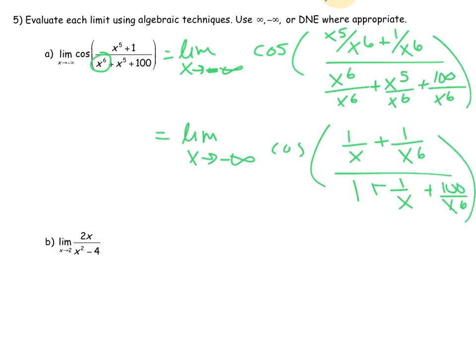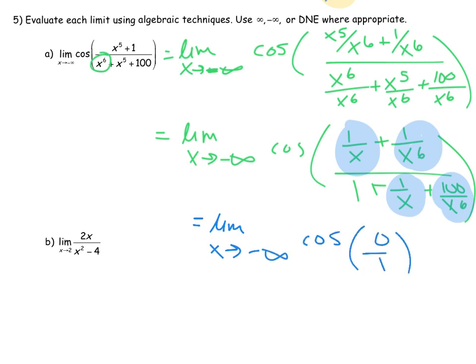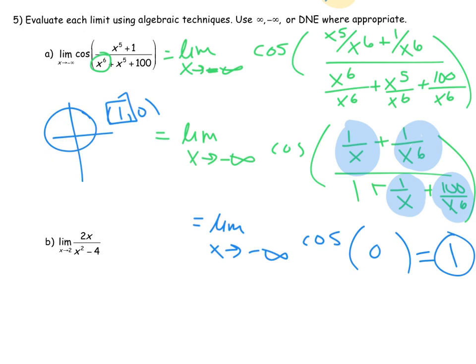Remember, this is a limit that's going to infinity. So this is going to go to 0. This is going to go to 0. This is going to go to 0. And this is going to go to 0. So now I'm looking at the limit as x approaches negative infinity for the cosine of 0 over 1. And 0 over 1 is just 0. So we're just taking the cosine of 0. So if I were to sketch out my unit circle here, cosine of 0 is 1. So this limit as x approaches negative infinity is actually just 1. That's my final answer here. Careful because of the cosine.